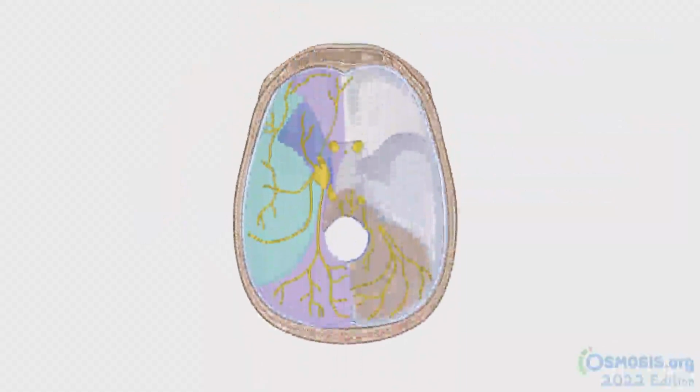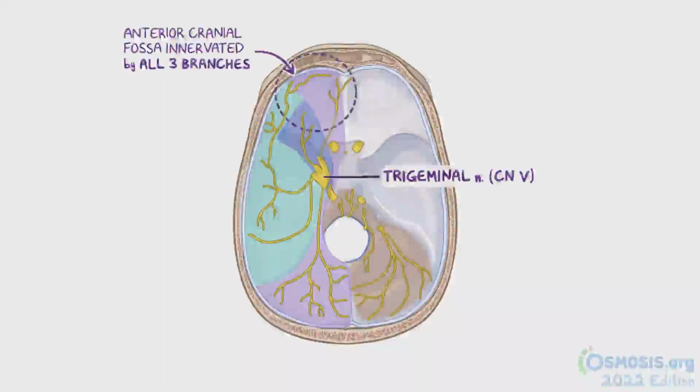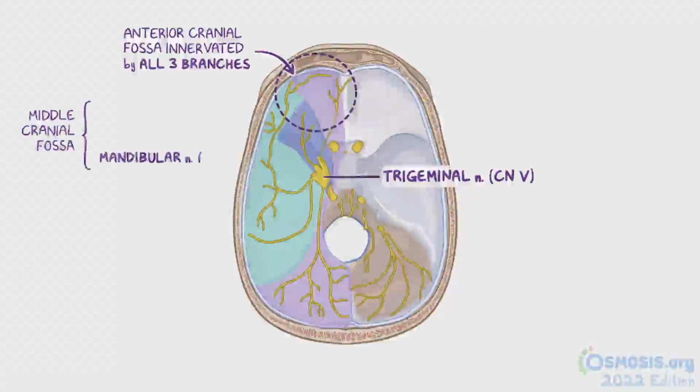The dura mater also has an extensive nerve supply, which directly or indirectly comes from the trigeminal nerve, or cranial nerve 5. The dura overlying the anterior cranial fossa is innervated by branches of all three divisions of the trigeminal nerve. The dura overlying the middle cranial fossa is innervated mainly by branches of the mandibular nerve, or V3, with some innervation from the maxillary nerve, or V2.